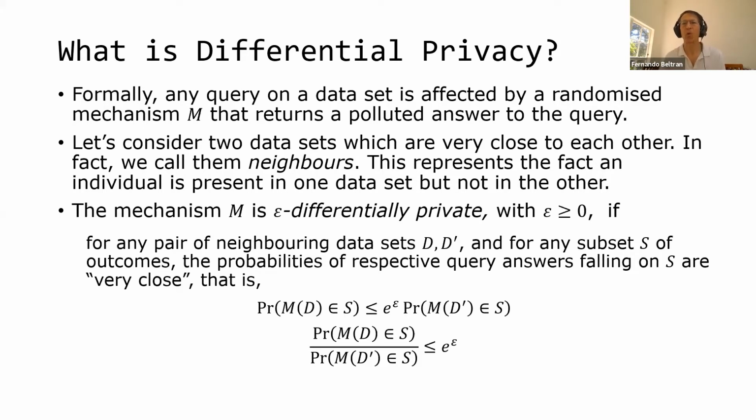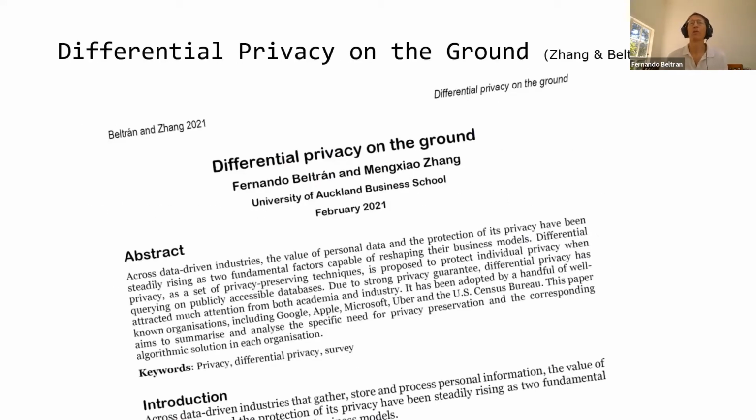Of course, the smaller epsilon is, the more problems I'm going to have with another aspect that is important. But I hope you get the idea: if the two probabilities are very similar, which means this ratio is close to 1, then I wouldn't know if the answer came from the database with that individual or without that individual. That's differential privacy.